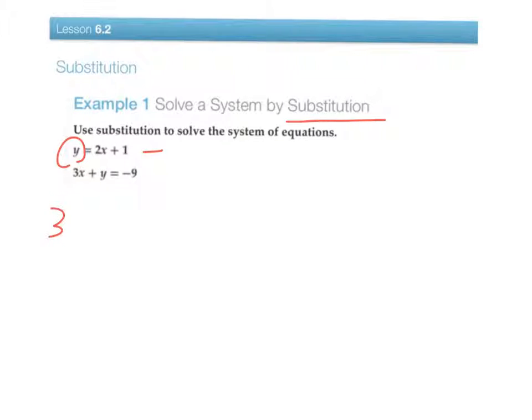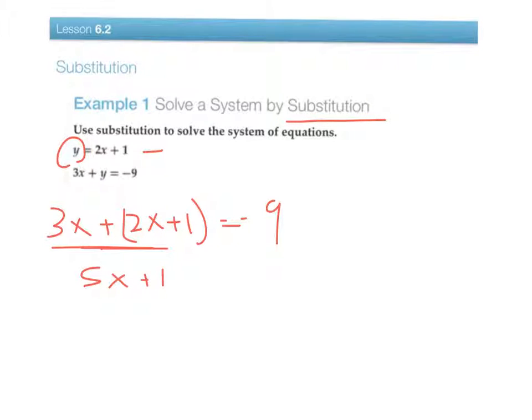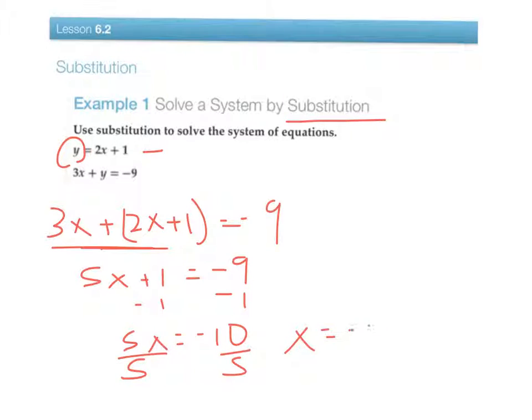So I can take my 3x plus, and now because y is 2x plus 1, I can substitute the 2x plus 1 where the y is. There's my substitution, equals a negative 9. And now when I solve this equation, I combine my like terms, so that's 5x plus 1 equals negative 9. I go through the process of solving. I get 5x equals a negative 10, and divide by 5, x equals a negative 2.